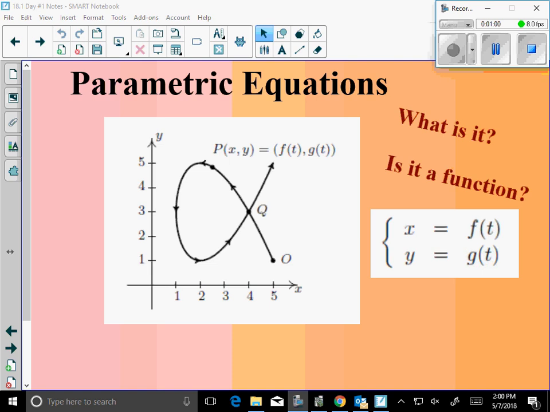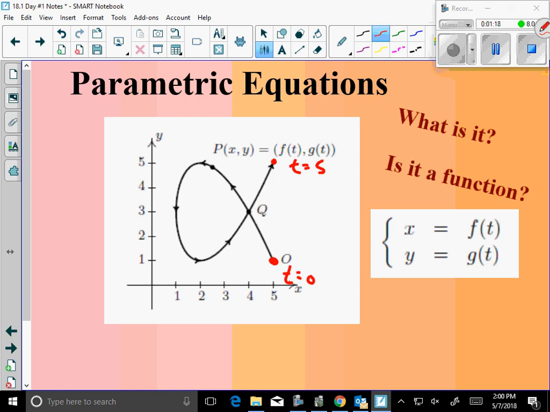Now, if you look at this graph, this obviously is not a function because it fails the vertical line test. But if you just look at the x values, what is happening to the x values? Let's say we start right here. Now let's say t equals 0 here, and at this point here, t equals, I don't know, 5 seconds later. What's happening to x? X goes this way, right? So x is decreasing. And then what? Then it increases.